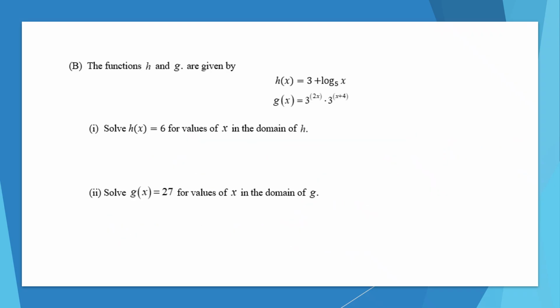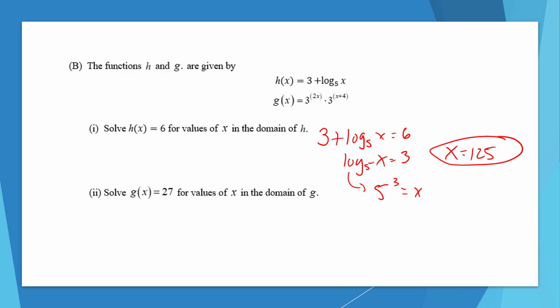Part B, let's solve these equations. So solve when this is equal to 6. So 3 plus log 5x equals 6. Subtract 3 from both sides. Log 5x equals 3. We're going to convert this to exponential, which is 5 cubed equals x. And so x equals 125. That's our answer for number 1.